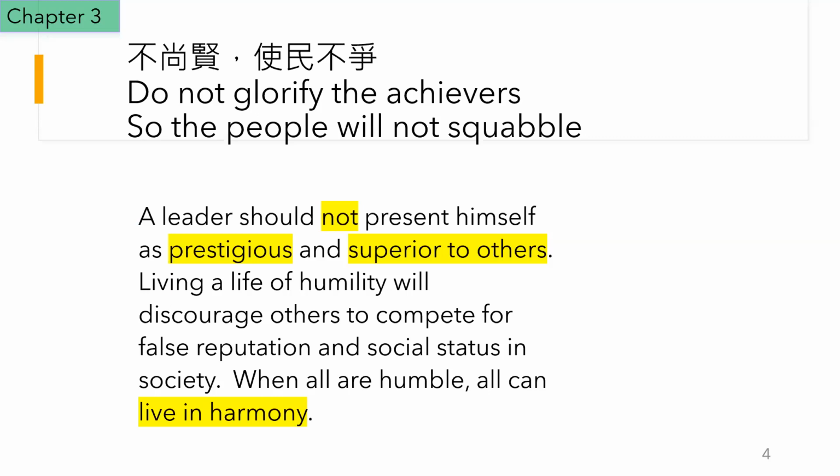And 贤 can be used as an adjective. When it is used as an adjective, it means talented. And also it can be used as a noun. When 贤 is used as a noun, it means achiever. Achiever means someone who is very successful in doing something. So let's see the text. A leader, this verse is to tell what a leader should do in guiding, in teaching his people. A leader should not present himself as prestigious and superior to others.